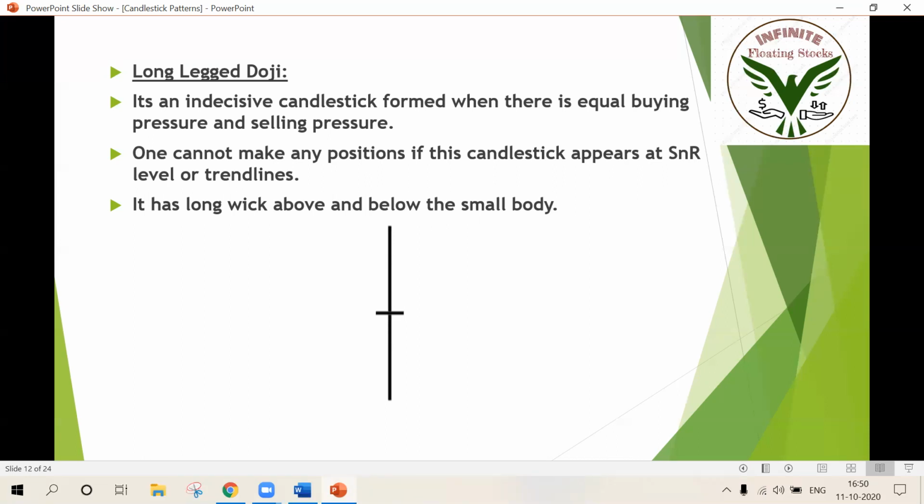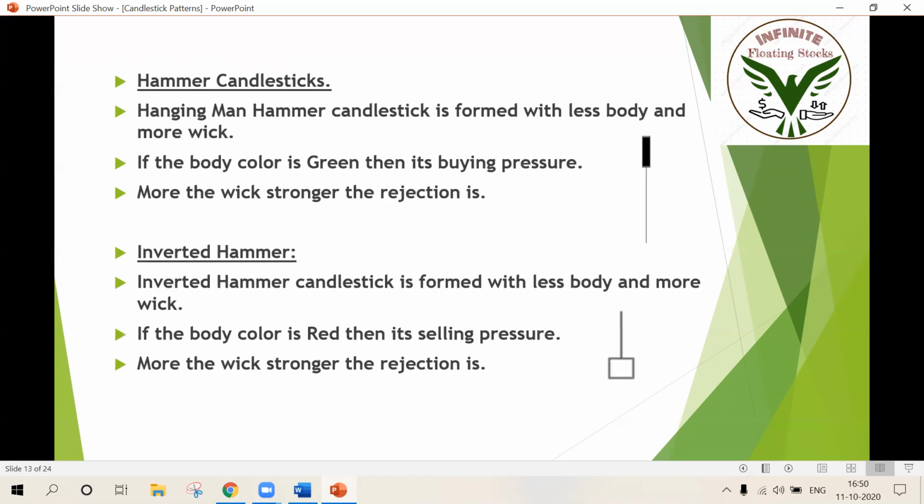Okay, expecting that everyone is very clear with what is a doji, what is a long-legged doji, what is a dragonfly doji, and what is a gravestone doji. Now let's move on to another candlestick pattern, which is also very important.